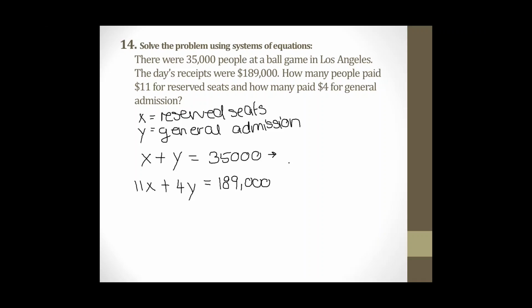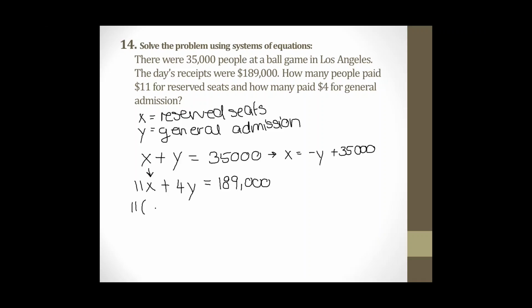Let's manipulate this one to be able to use substitution. So I am going to solve for X. X equals, I'm bringing the Y over, which makes this a negative Y plus 35,000. I have to cut on my steps a little bit because my slide is small for all this calculation and these big numbers. So I got my first equation and I am going to plug this in for X into the second equation.